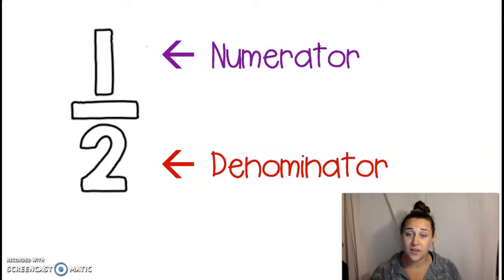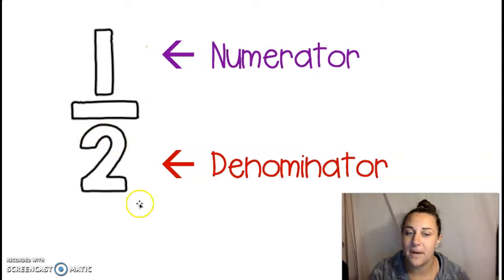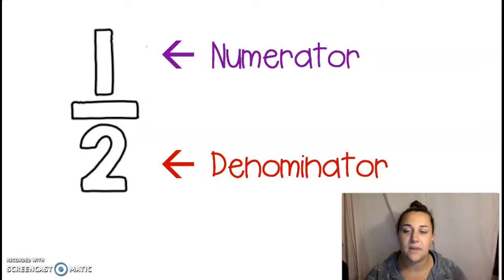Awesome job, numerator. Then you have your bottom number, right? And that's your denominator. Everybody say denominator. Awesome job. These are some tricky words. But basically, friends, I'm going to go through what they mean, and we're going to go over some examples. But basically, those are just the different numbers, right?